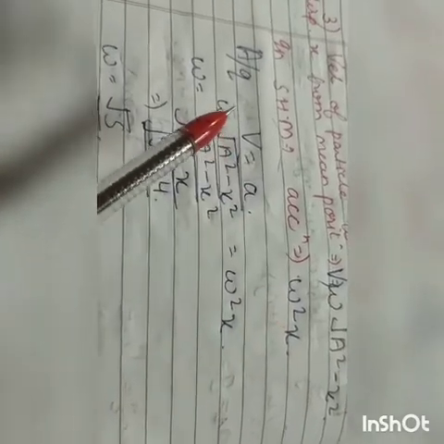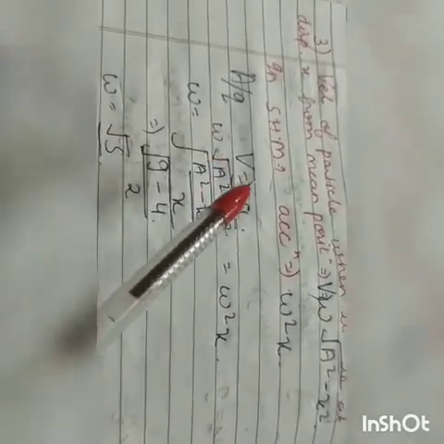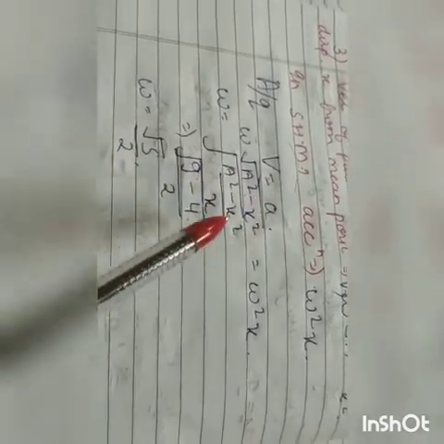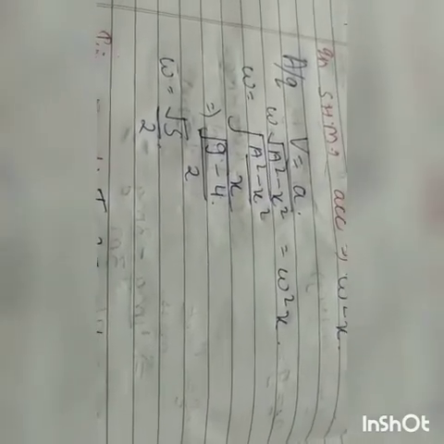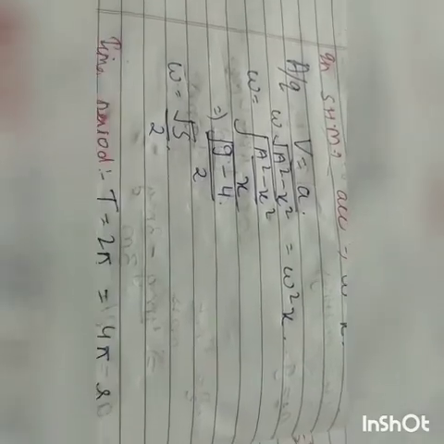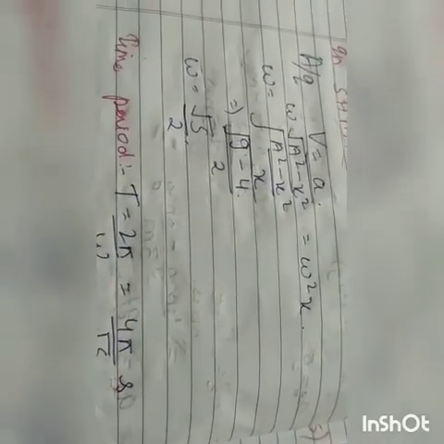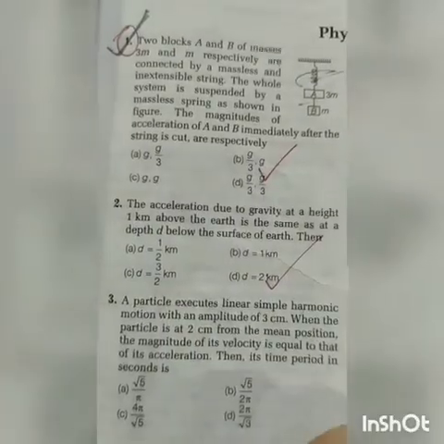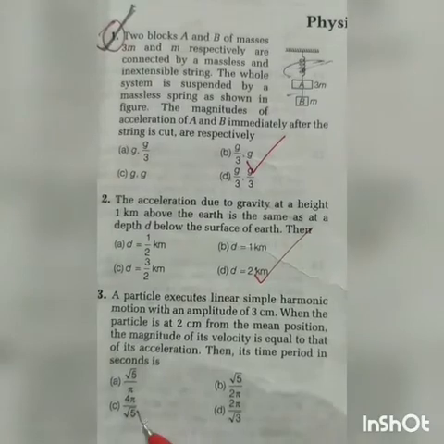So first we have to find the value of omega. In this question it is given that velocity is equal to acceleration. So we will just put its values, and our answer will be omega is equal to root 5 by 2. But here it is asking to give the time period. So time period we know is 2 pi by omega. So we will just substitute the value. So it would become 4 pi by root 5 seconds. So here C is our correct option.